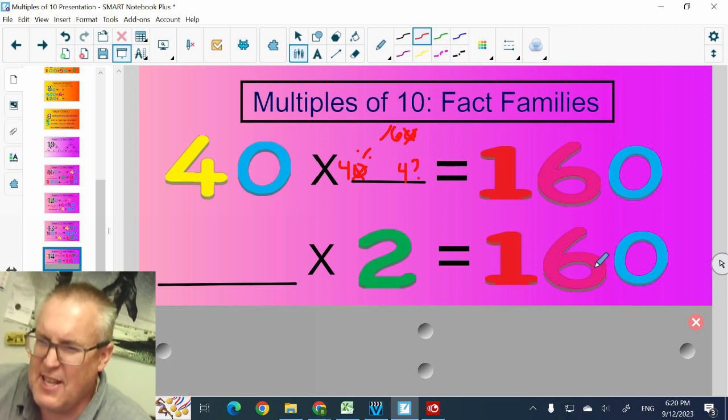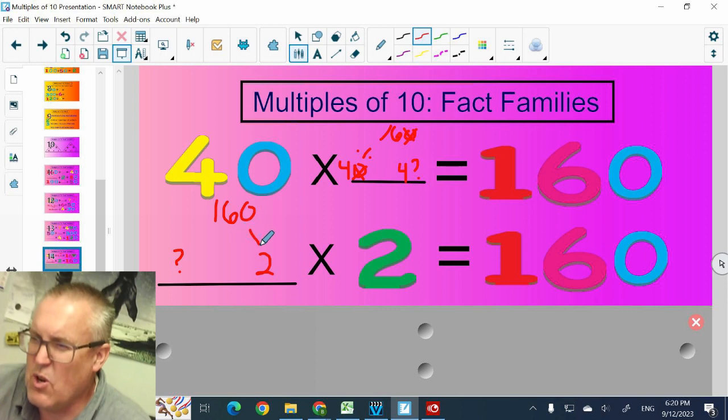We got 160 and 2. We're missing this number. So remember the product goes up here, 160. And then down here, we don't know what that is. Over here, we've got 2. And so that means we're going diagonally down. So we're dividing. We can pretend the zero's gone. 16 divided by 2 is 8. But because we only canceled 1 zero, we have to put it back. And you can check yourself. 2 times 80 is 160.